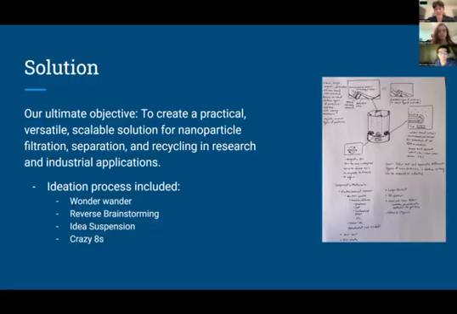So that defining question leads us to our objective, which is to create a practical, versatile, and scalable solution for nanoparticle filtration, separation, and recycling in research and industrial applications. Now, in order to reach this objective, we went through several ideation processes, including Wander, reverse brainstorming, idea suspension, and crazy eights.